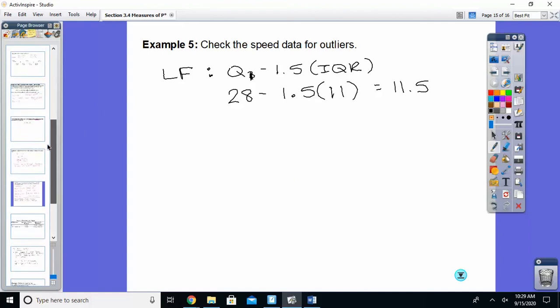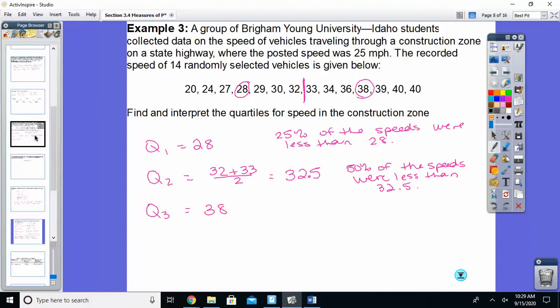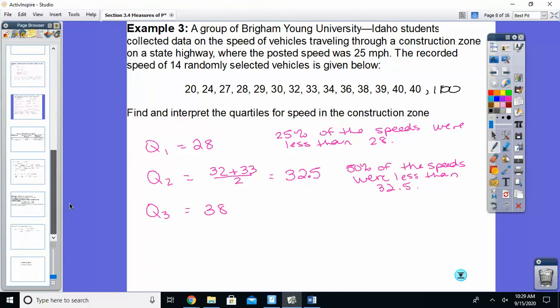That means any speed below 11.5 would have been an outlier. So if we're looking at this with the 100 in there, do we have anything that is an outlier on the low end? Anything below 11.5? No, so there are no outliers there.